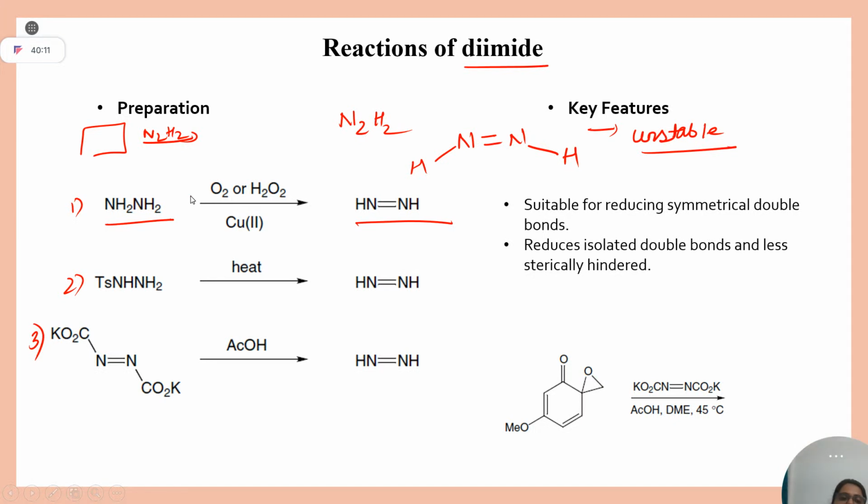And if you have tosyl NHNH2, this again will undergo oxidation, and if you have a molecule like this, it will again go reaction to form your diamide. So, take home message from this slide is that you should know all these three preparations of diamide. Now you have to tell me the mechanism for conversion of third, this N double bond N to imide.